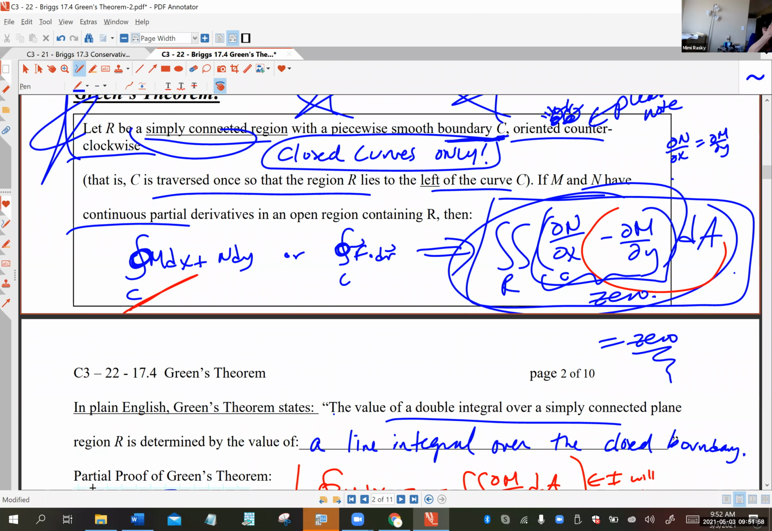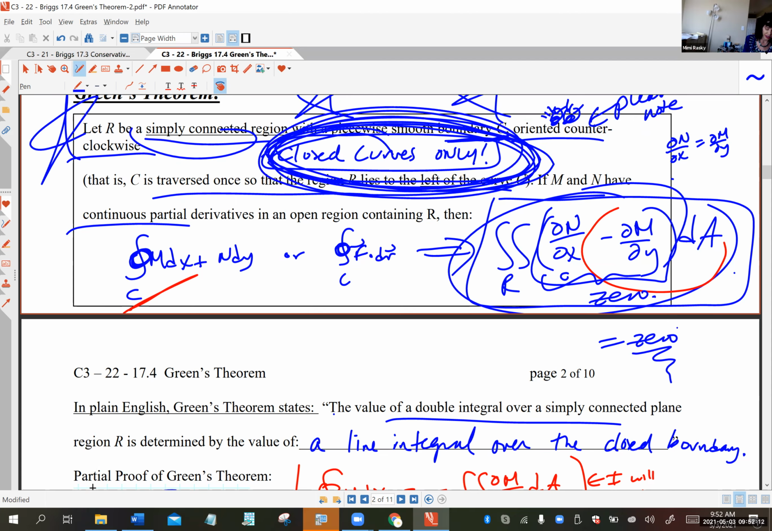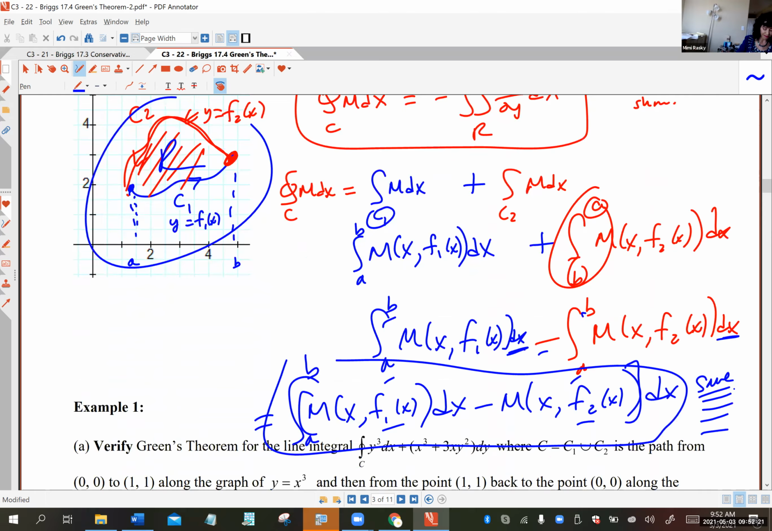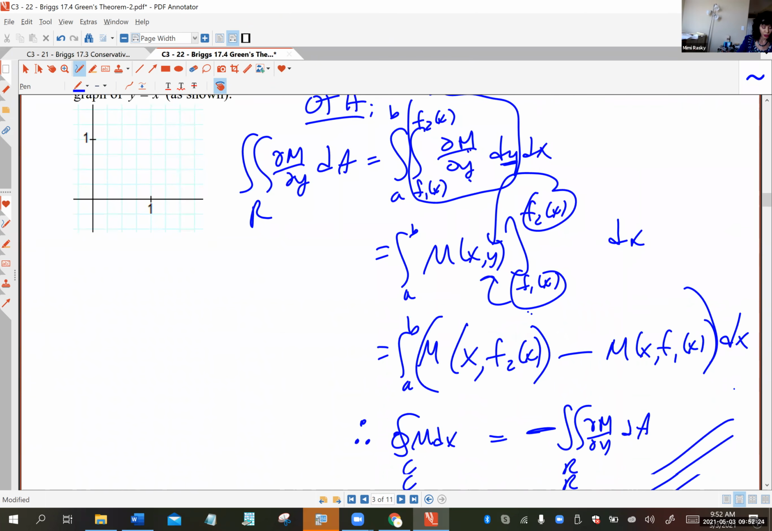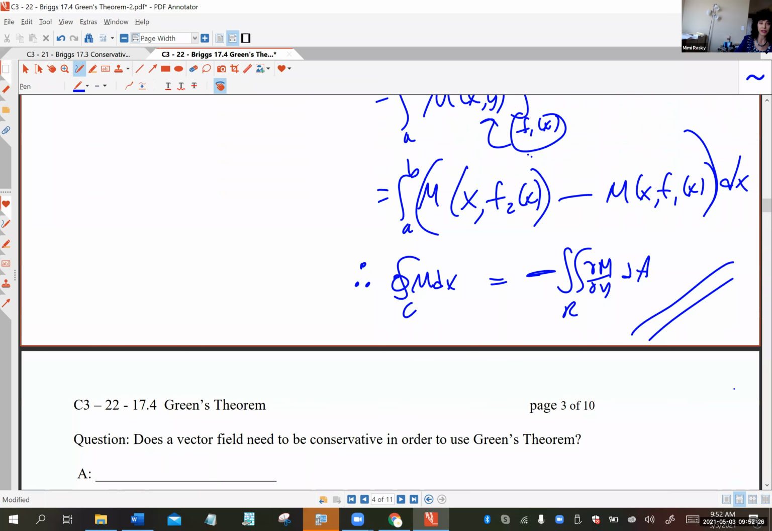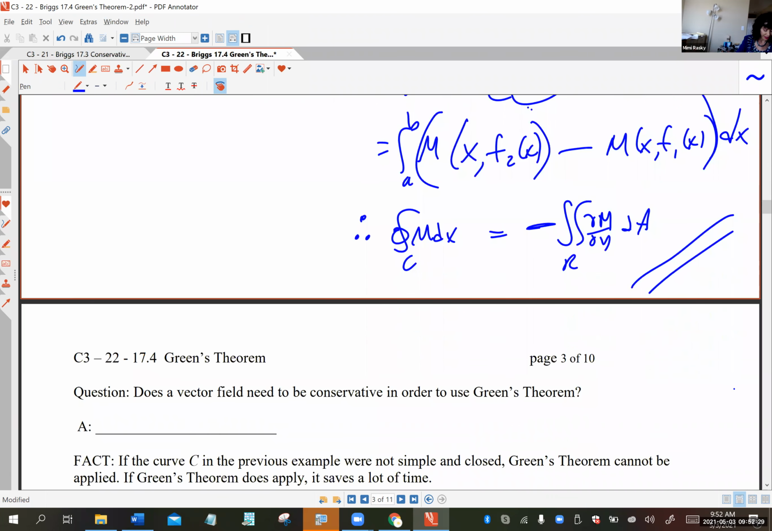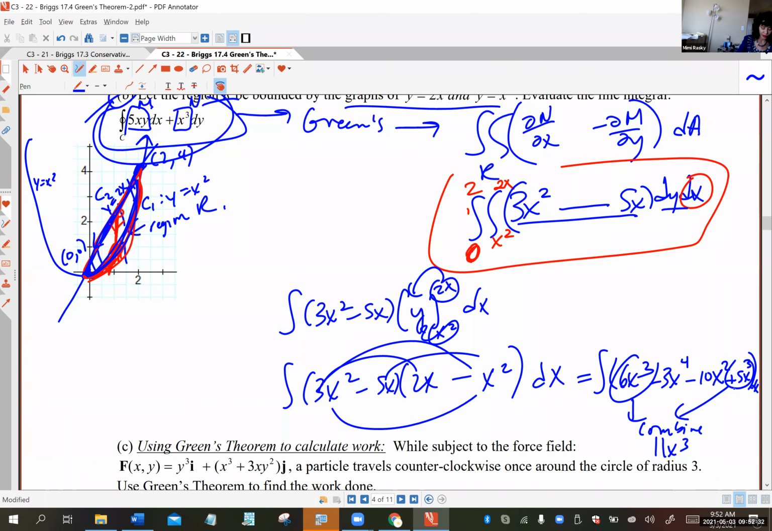Remember that to use Green's theorem, you have to use it on closed curves only. And the equivalent conditions theorem we did about an hour ago says, if you've got a conservative vector field and you're evaluating a line integral on a closed curve, the answer is zero. So using Green's, you don't have to show it's conservative or anything. In fact, if it is conservative, you're going to get zero for an answer. So you'll be wasting valuable time going through all this integration and setting up the double integral and everything. No need.